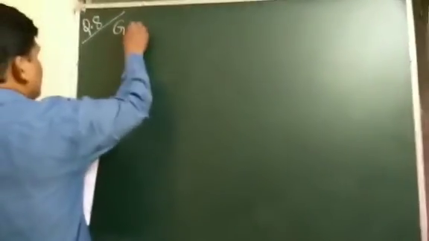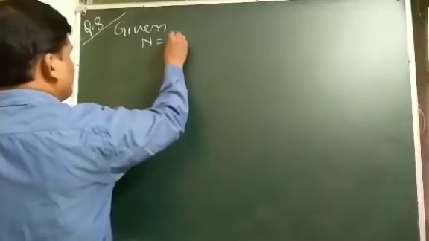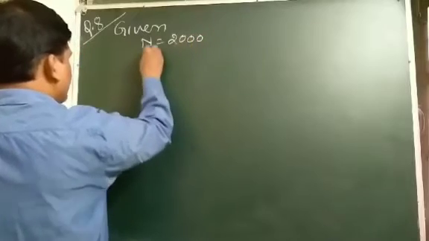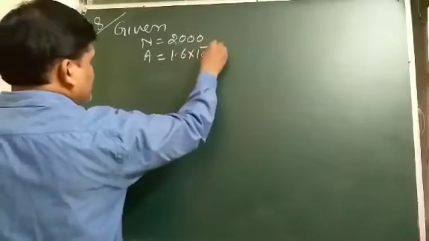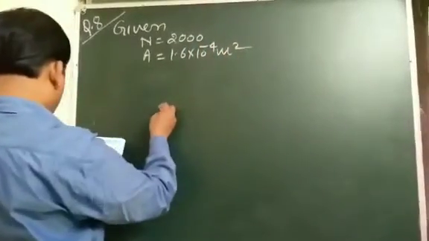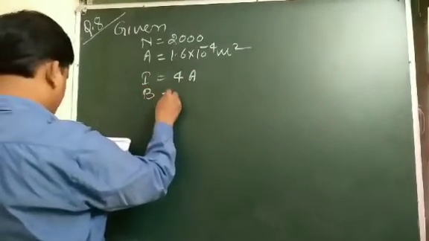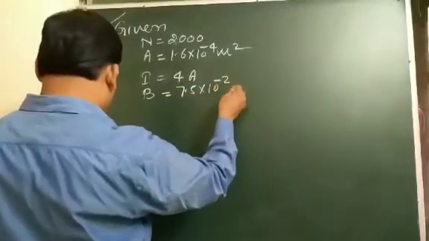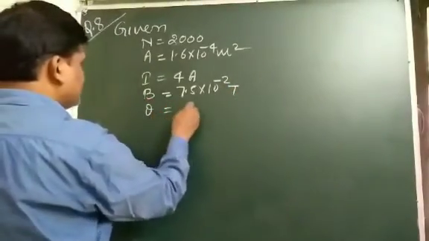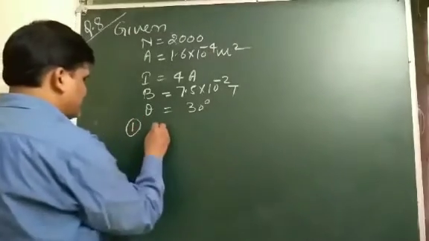So question number 8, given: number of turns is 2000, area of cross section is 1.6 × 10^-4 m², current is 4 ampere, magnetic field is 7.5 × 10^-2 Tesla, and theta is 30 degree.